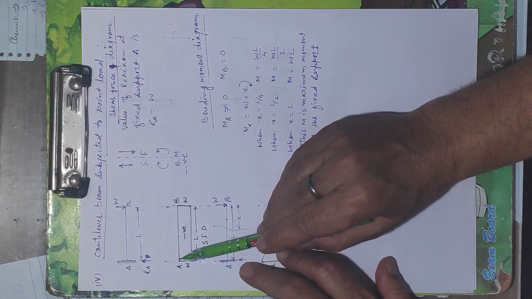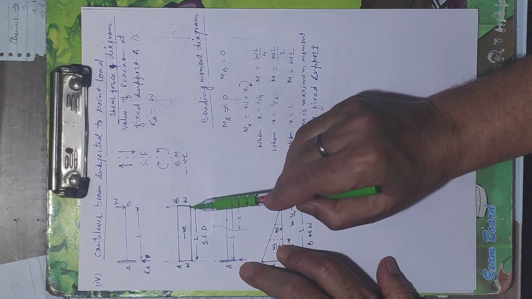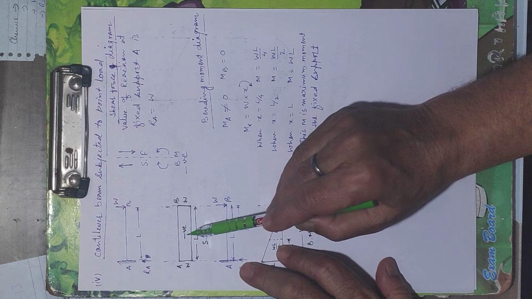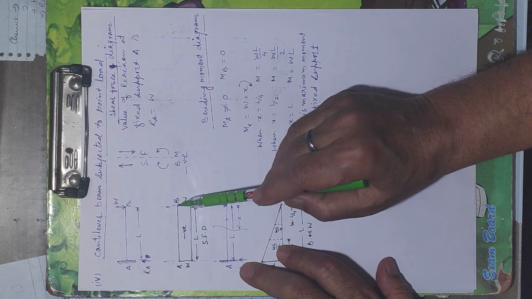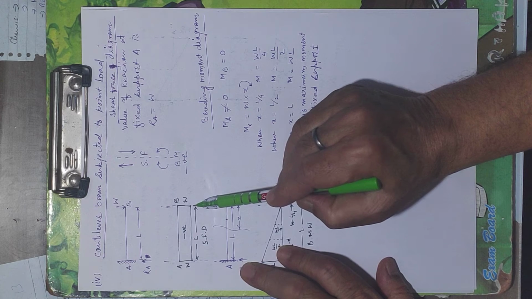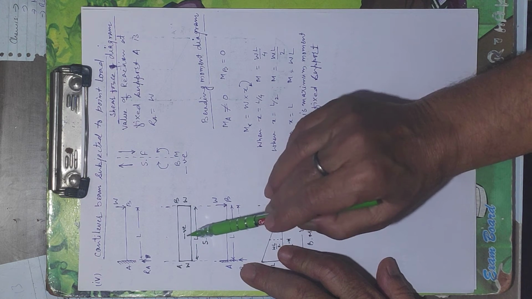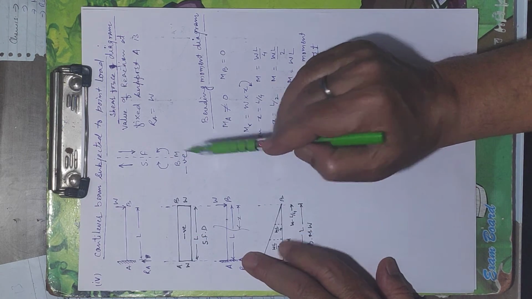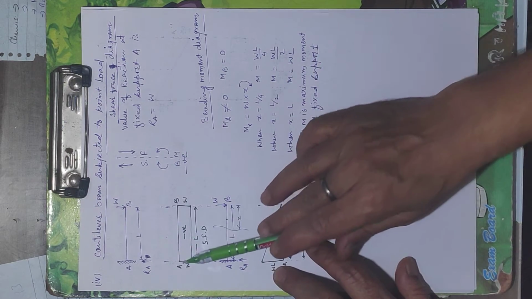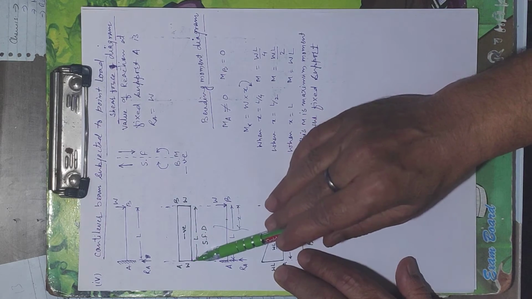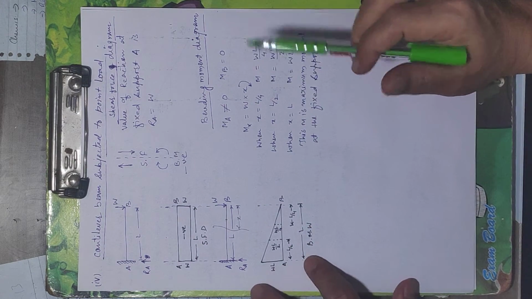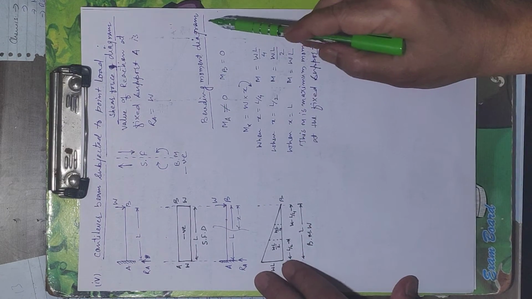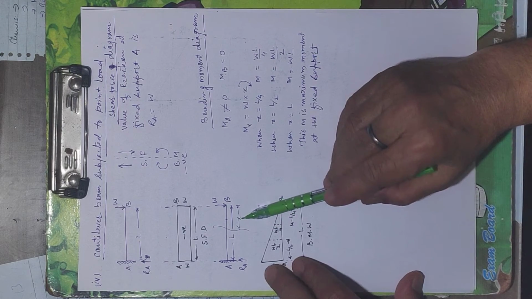This is the shear force diagram, negative. From B we come down. So this would be negative shear force according to our sign convention. This is the shear force diagram, A, B. Now come to the bending moment diagram.